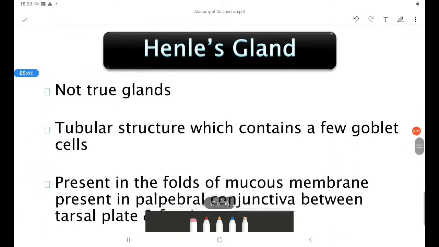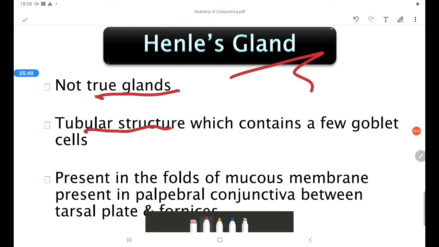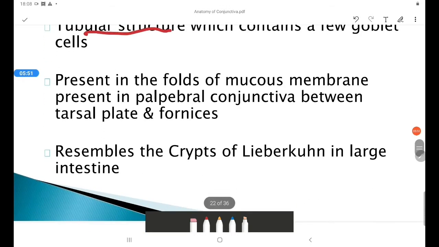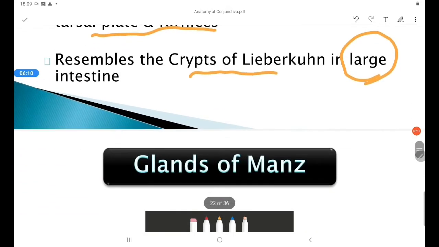Now the less important glands are the Henle's glands. They are not true glands. They have a tubular structure, and another interesting thing to know is that they are present in the folds of mucous membrane, in the palpebral conjunctiva between the tarsal plate and the fornix, and they resemble glands in the large intestine that are present in the crypts of Lieberkühn.